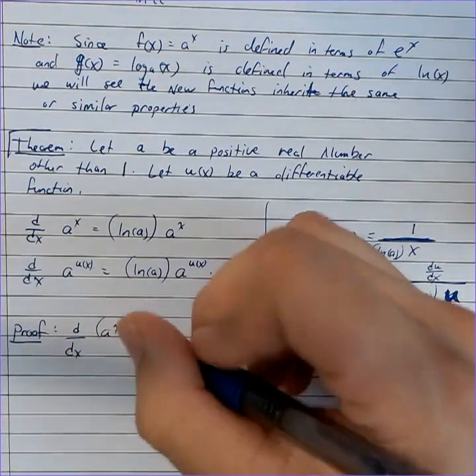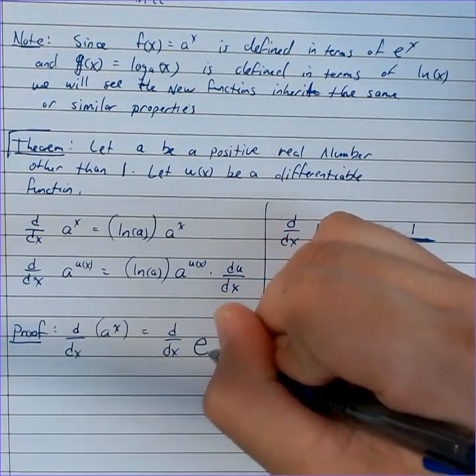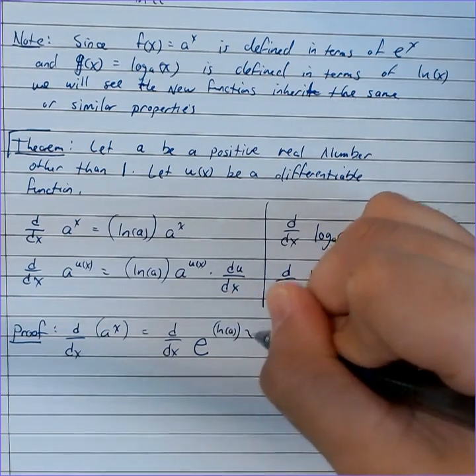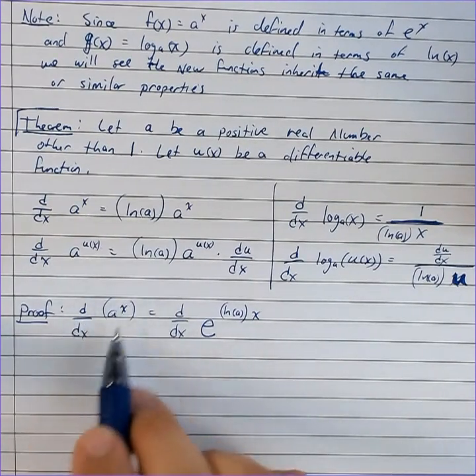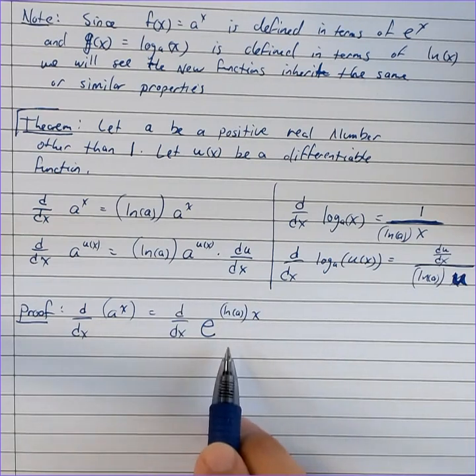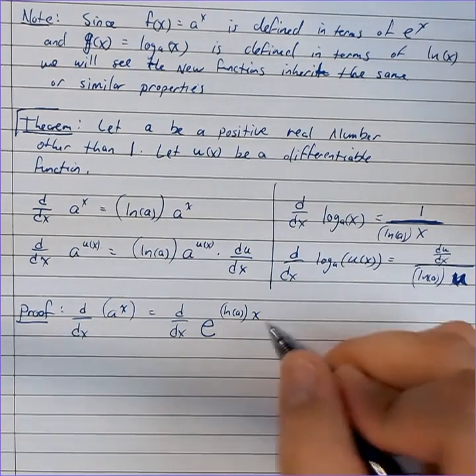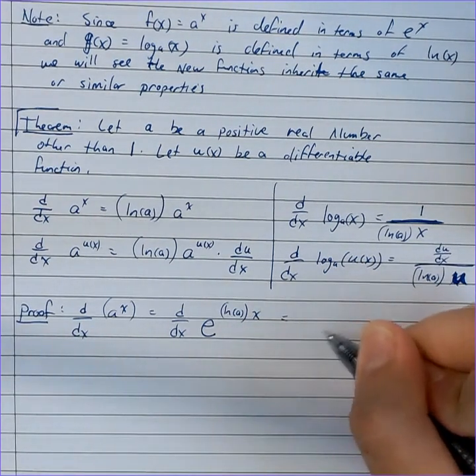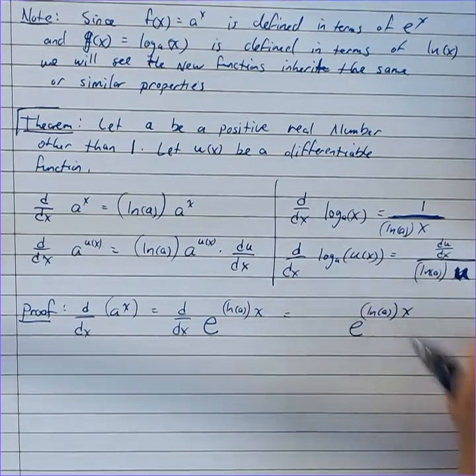So here, I can rewrite this as the derivative with respect to x of e to the power natural log of a times x. Now I've gone from the derivative of a function that I know nothing about to the derivative of a function that I know how to take. I know how to work with e to the x, or really e to the anything. If I take the derivative of e to a power, it's going to be e to the power again, e to the natural log of a times x.